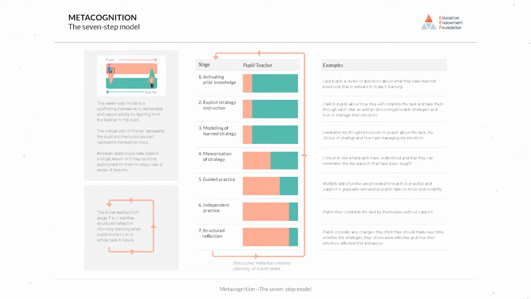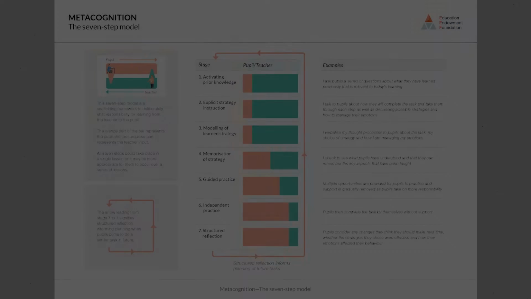What this framework allows us to do is have this really explicit focus on developing independent learners. We can think really carefully about shifting the responsibility for learning from the teacher initially through to being the responsibility of the student. And so often within our teaching, we do this in an implicit way. But what the 7-step model allows us to do is have a structure so we can do this really deliberately.